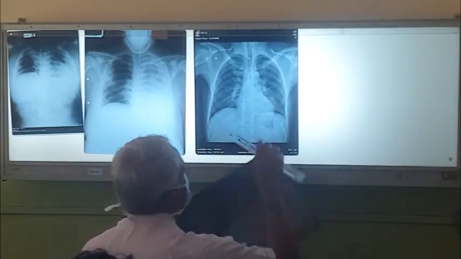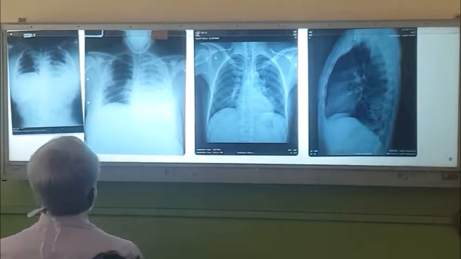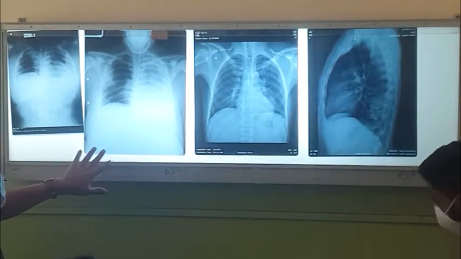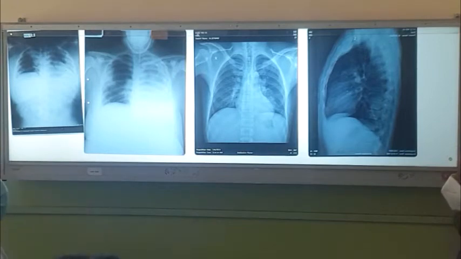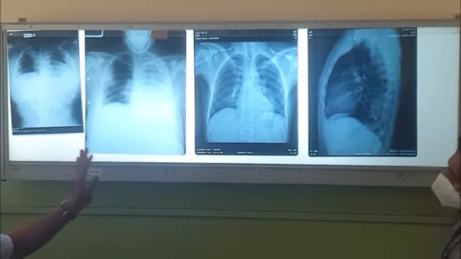Don't look at this one, we'll see this one later. If you look at this X-ray, in the ICU you can't do PA films. You are supposed to do AP film. When you do AP films, the patient is keeping the hands like this, so you will see overlapping of scapula there. So it's an AP film.